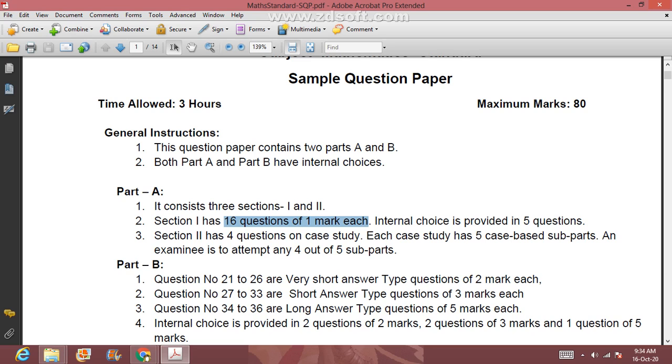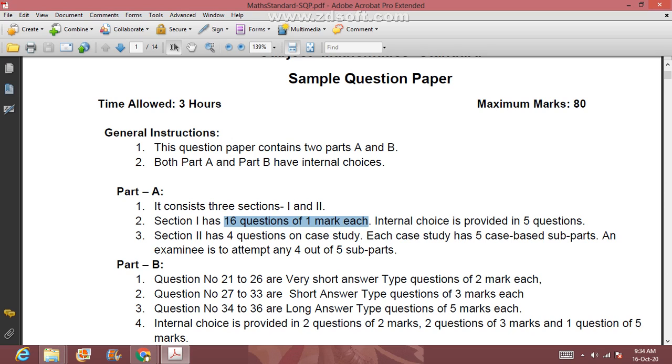Internal choice is provided in 5 questions. For example, question number 12 is given. For that question number 12, 1 mark, if you find it difficult, for that question only, one more question is given, and that question you can solve. So internal choice is given, not overall choice.